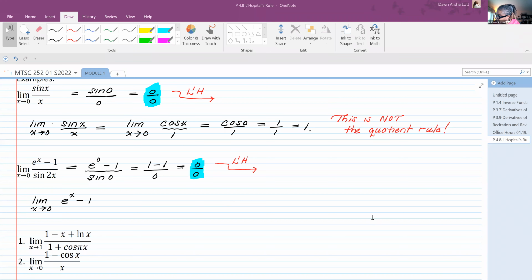Okay, e to the x minus 1 over the sine of 2x, because this is the problem I'm working on. It says take the limit as x approaches 0, but this time you want to take the derivative of the numerator. So what's the derivative of the numerator?